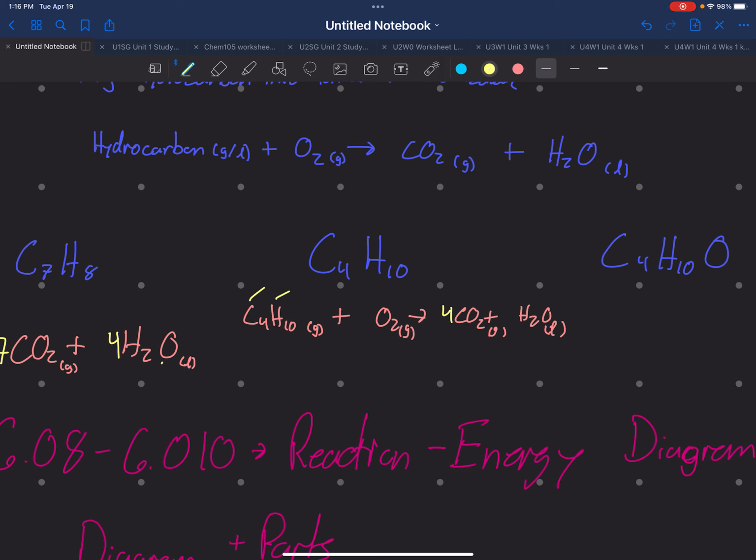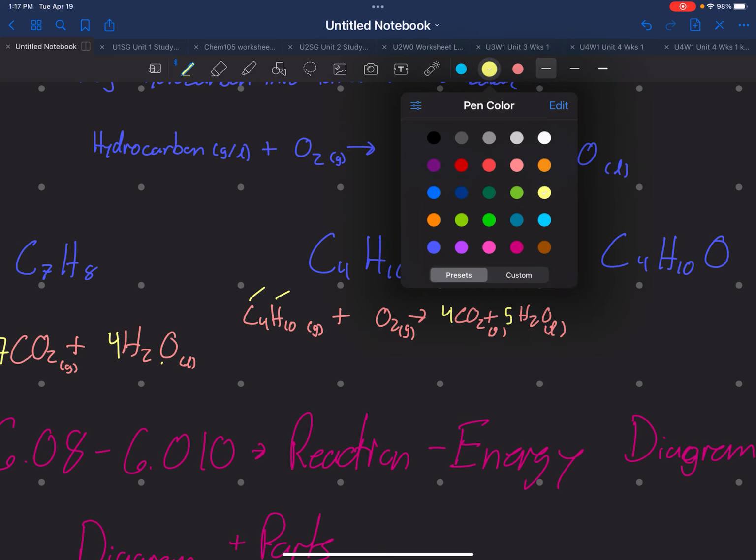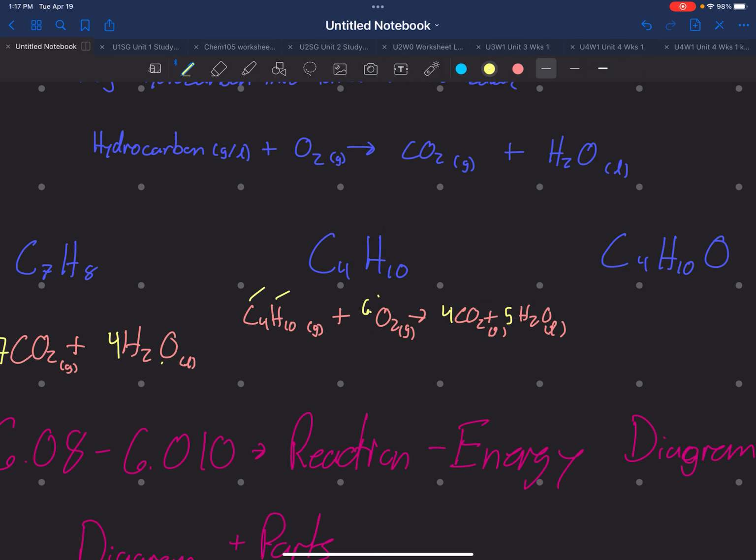10 hydrogens here. So we need to put a 5 here. How many oxygens? So we have 8 plus 5. Gosh dang it, it's an odd number. 13 divided by 2 is 6.5. So this would be 6.5. And now we're gonna have to multiply everything by 2.